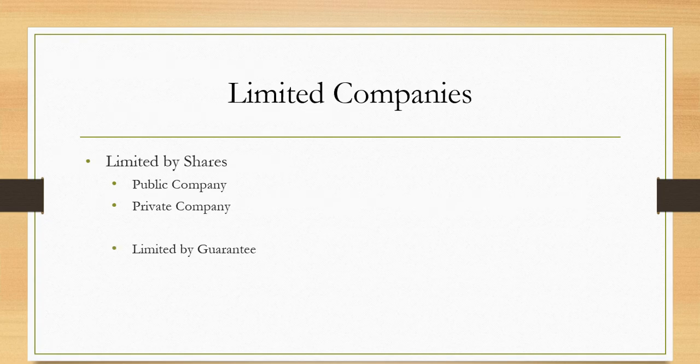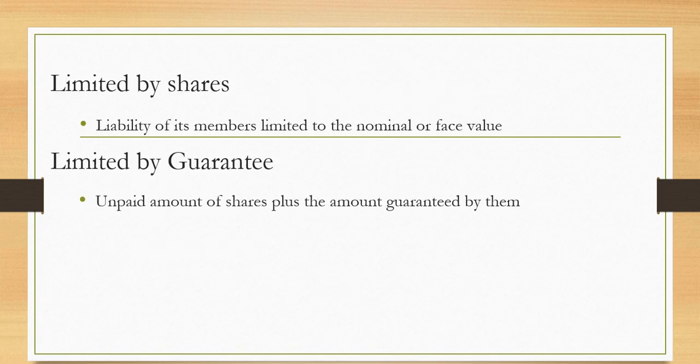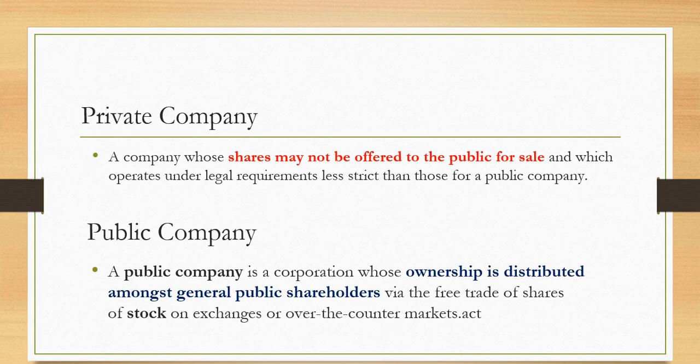Limited companies are limited by shares or limited by guarantee. Private company and public company, limited by guarantee. Limited by shares, the members' liability is limited based on the members' shares value. Limited by guarantee, the liability is the unpaid amount of shares plus the amount guaranteed by the private company.